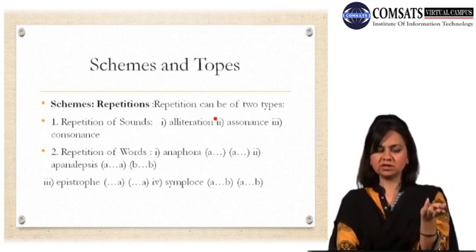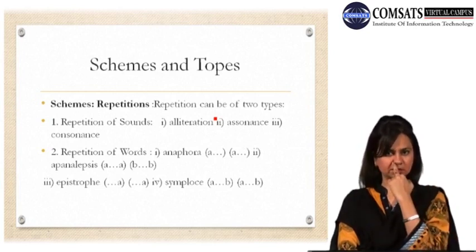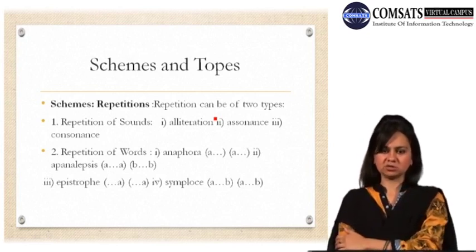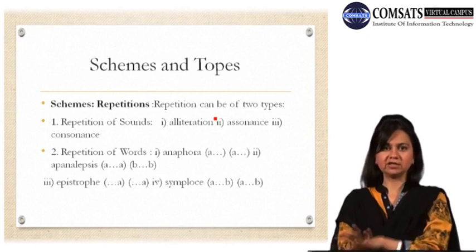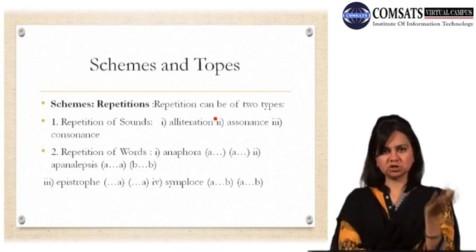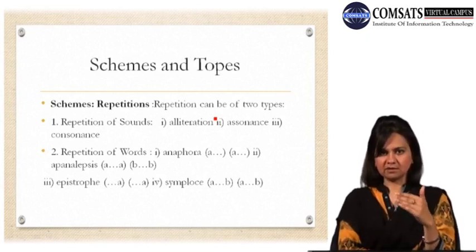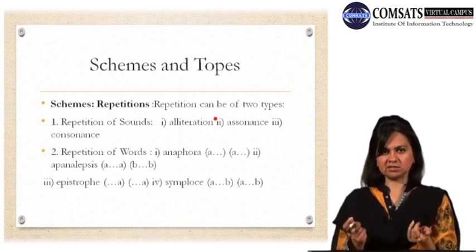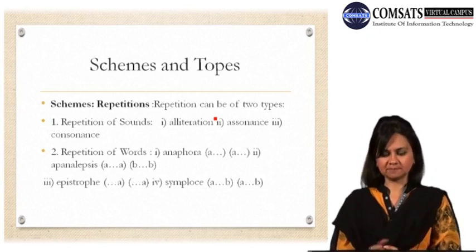So we looked at two types of schemes: schemes which are repetition of sounds and schemes which are repetition of words. Now alliteration, assonance, consonance, sibilance, these are all schemes that repeat sounds. And the schemes which repeat words include anaphora, epanalepsis, epistrophe, and symploce. We looked at in detail that sometimes the initial word is repeated, sometimes the last word is repeated, and sometimes in the repeated lines the beginning and ending are the same. So how they all fit into either anaphora, epanalepsis, epistrophe, or symploce.